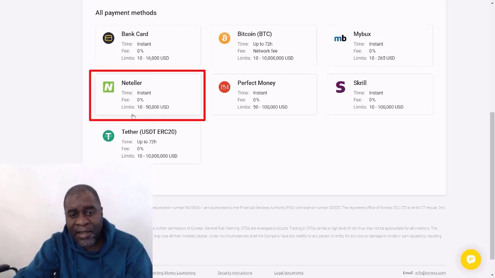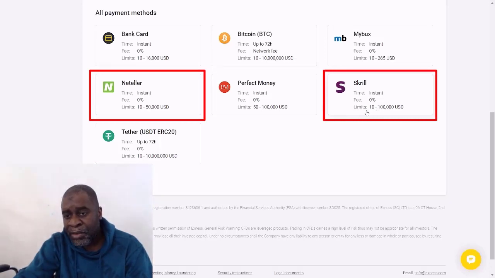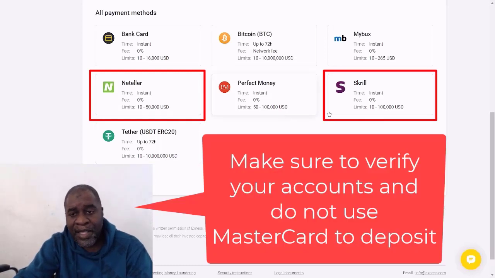Now, when it comes to NetTeller, the minimum deposit is $10, maximum is 50,000. The same with Skrill. Minimum deposit is $10, maximum is $100,000. So these two platforms, NetTeller and Skrill, they are good platforms, but they have a lot of issues. One, if you use a MasterCard to deposit in Skrill or NetTeller, you can't use those funds to withdraw, so it gives people a lot of headaches. And two, NetTeller and Skrill are prone to restricting people's accounts because they always do periodic verification of users. So you could find your funds are just restricted for a couple of days, and it really is frustrating when that happens.